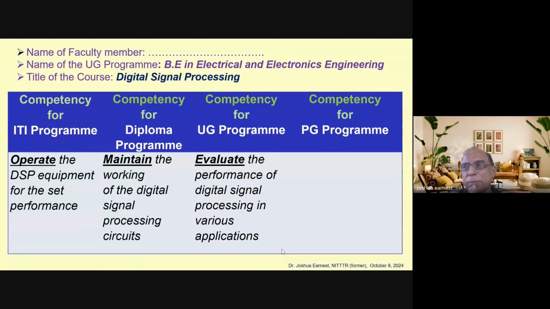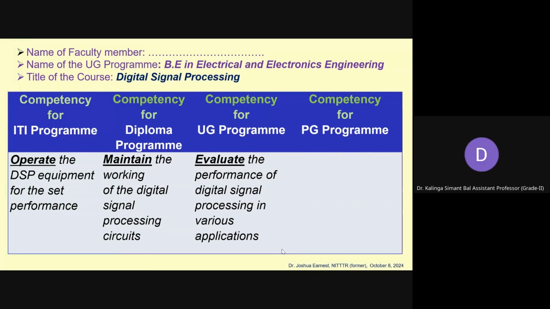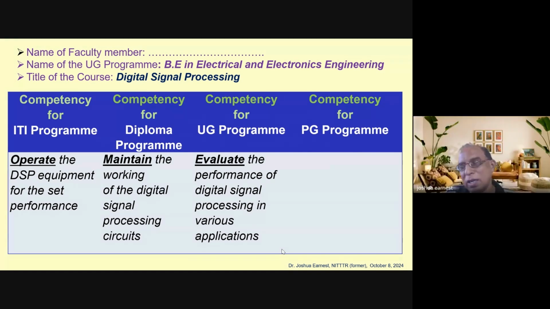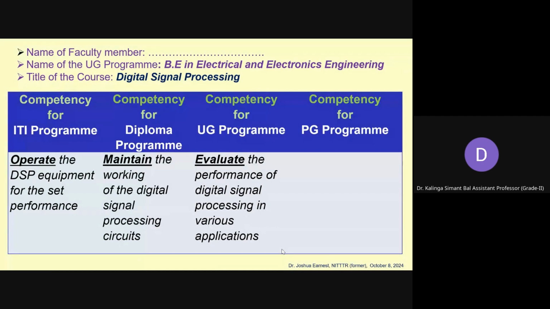So what should be the competency of a PG program for DSP? Sir, innovate. You tell the full sentence. See, the full sentence has to be told. Innovate any modern changes required for improving the digital signal processing setup.